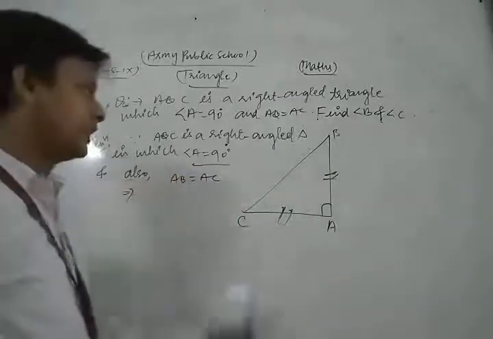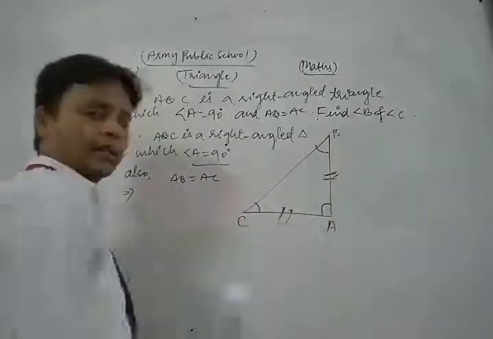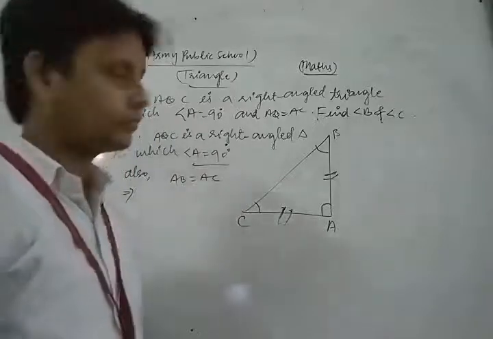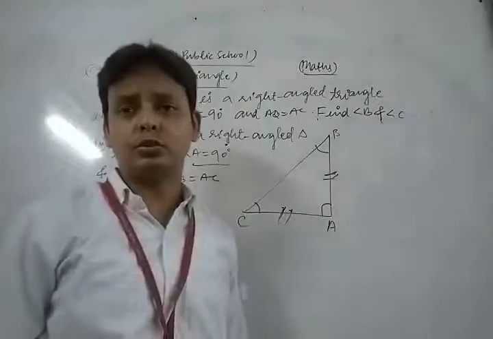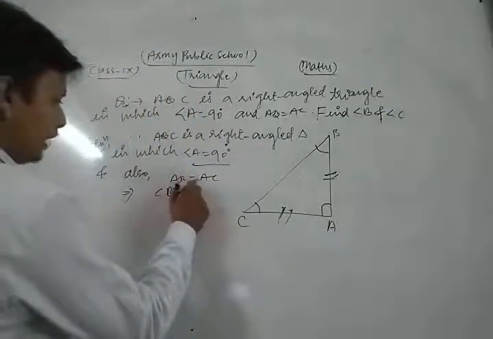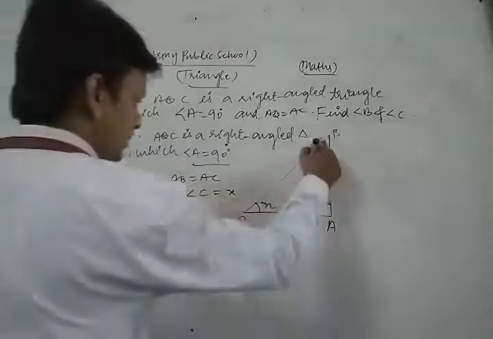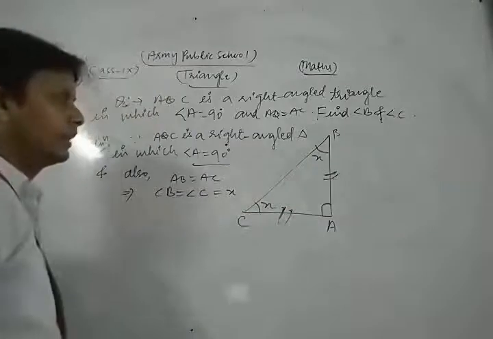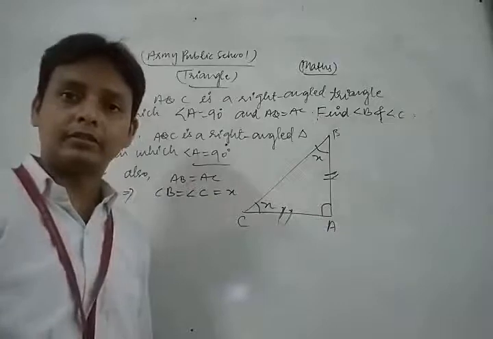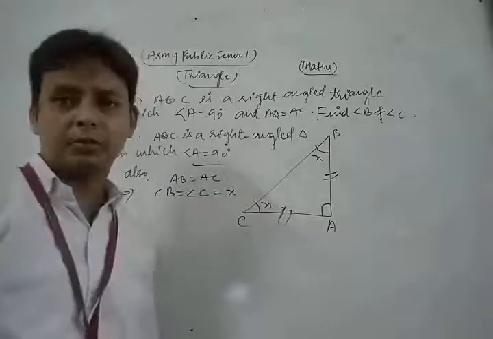So, dear students, if AB is equal to AC, then angle B is equal to angle C, because we know that the angles opposite to equal sides are also equal. Let us take it as x. So this is x, and this is also x. We need to find the value of angle B and angle C. So for this question we apply the angle sum property of the triangle.